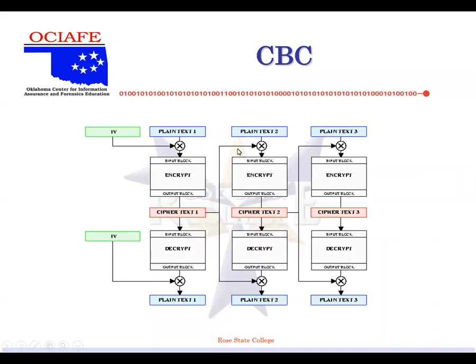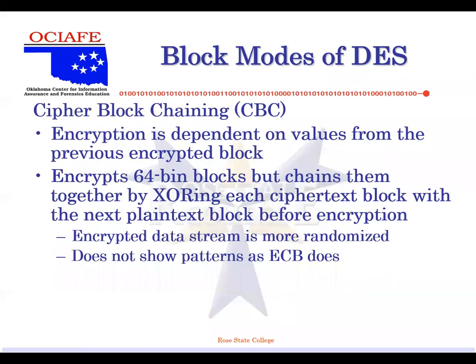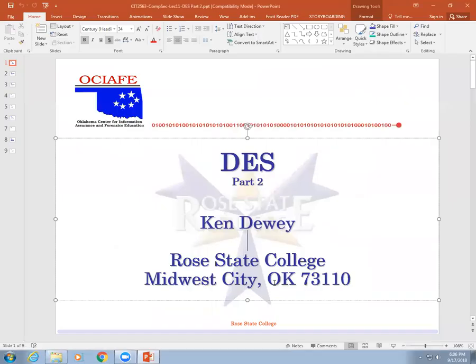So even if this plain text was identical, would the output be identical? No, because this one's XORed with the initialization vector. This one's XORed with the ciphertext, and so on and so forth. Decryption is very similar. We decrypt, then we XOR. Decrypt, then we XOR. It's called cipher block chaining. It's right there. That's the end of this lecture.